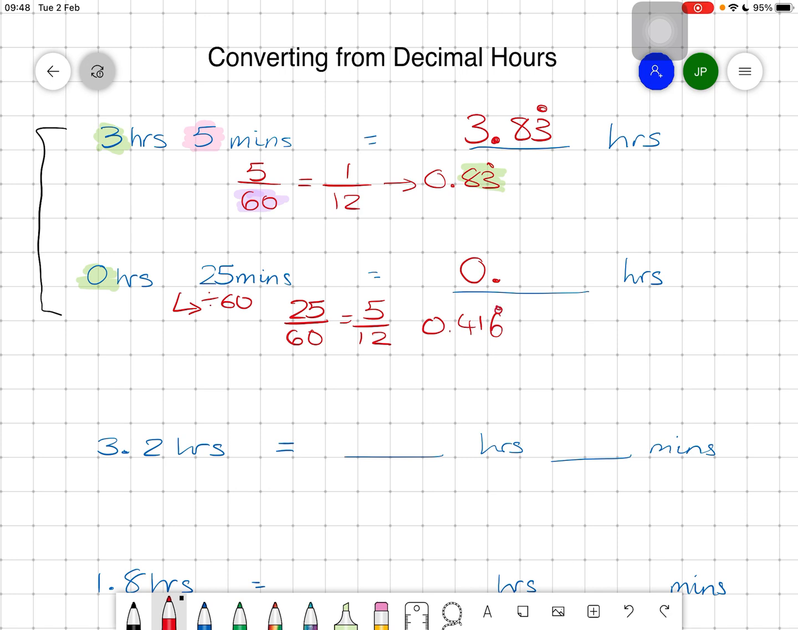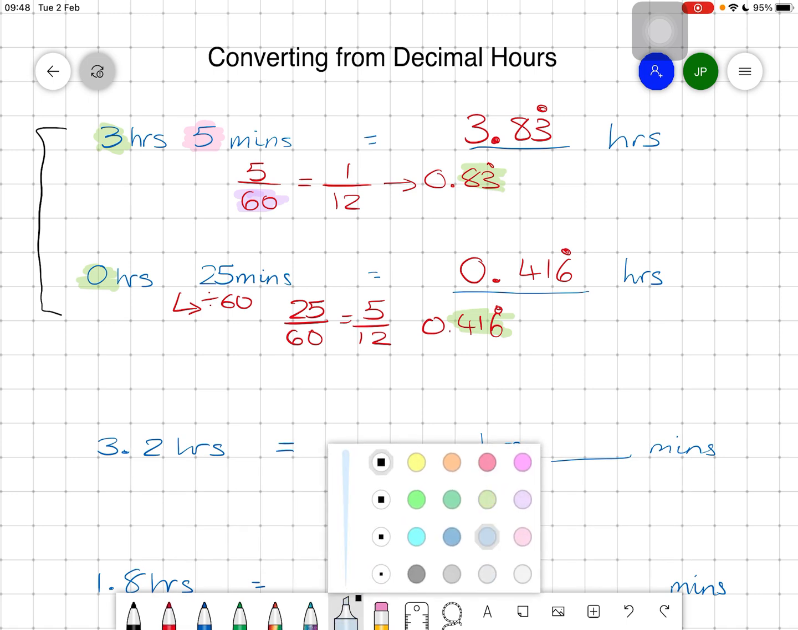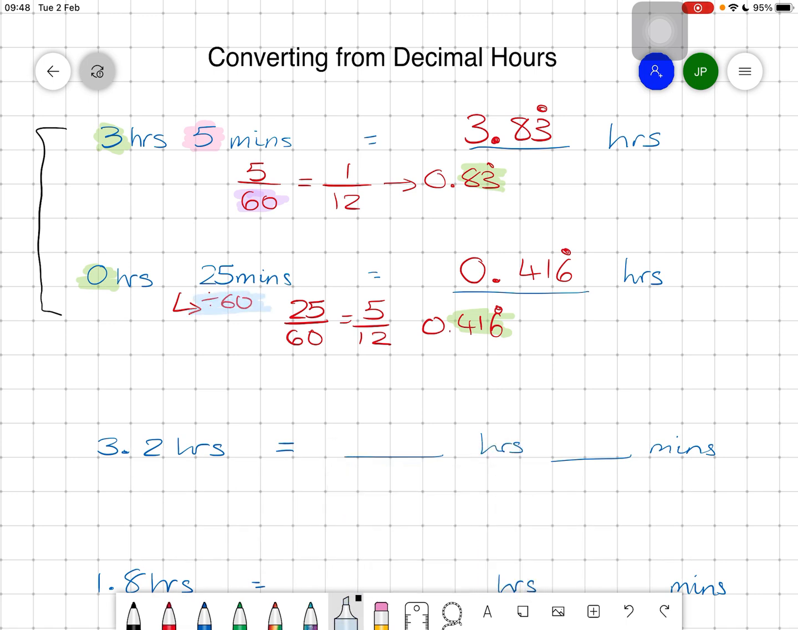0.416 recurring this time. Remember, the recurring dot is really important. We combine that with our initial 0 hours in this case, so we end up with 0.416 recurring. Okay, but key part, really important, that divide by 60. Okay, now all we're going to do is look at going the other way. Slightly different, no more difficult.